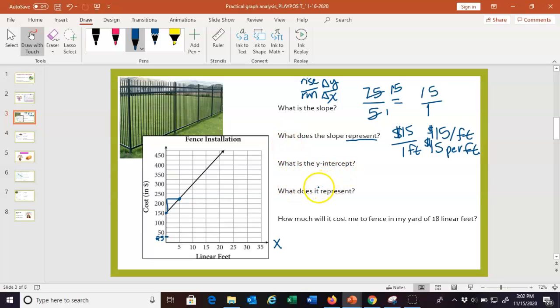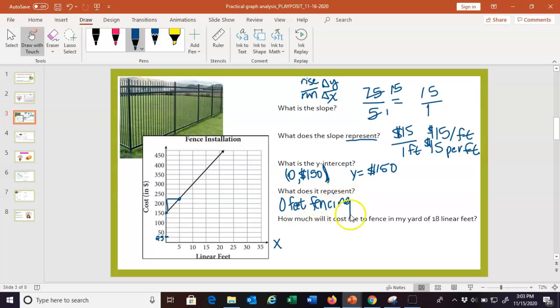All right, our third question here, what is the y-intercept? So remember, the y-intercept is where it crosses the y-axis, and that's right here at 150. And I know we've talked about making the intercepts coordinate points, so that would be 0, 150, right? But when you're going to talk about what it represents, you're not going to give it as a coordinate point. You're going to give it some meaning. You're going to put some words with it. So what does that y-intercept represent to you? What does it mean when x is 0? That means we have 0 feet of fencing.